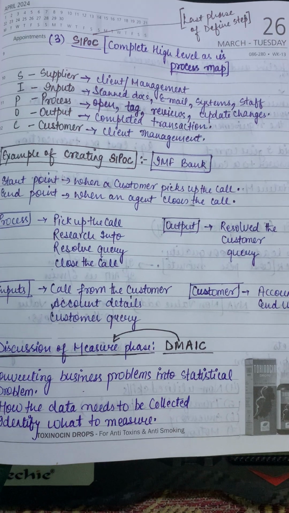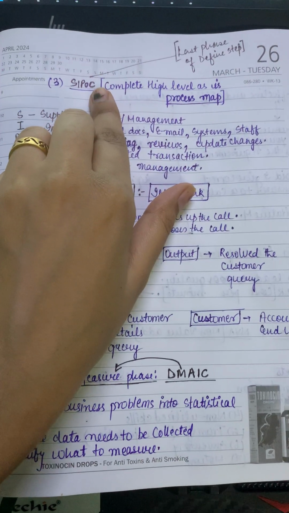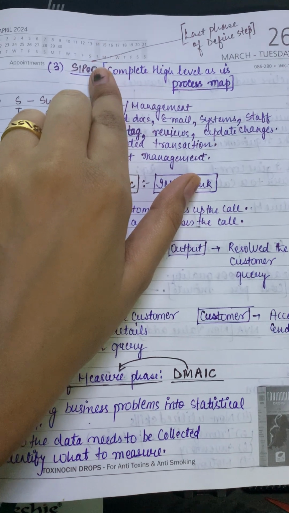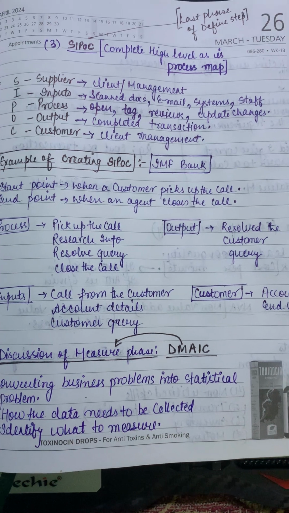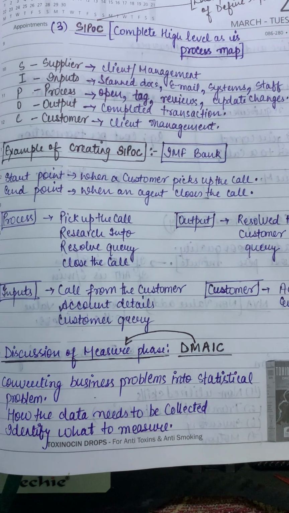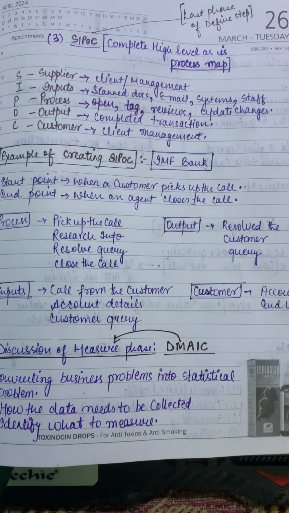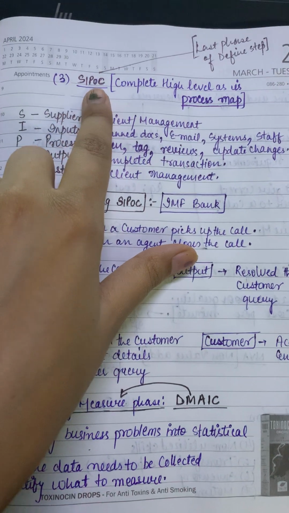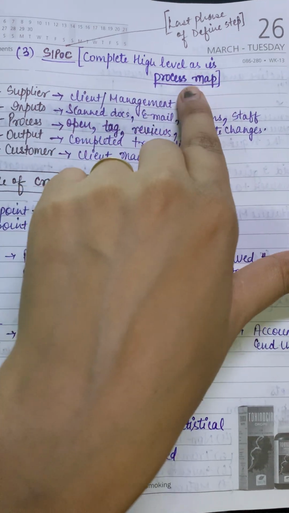Hi everyone, I am going to discuss SIPOC here, which is the last process of the define phase, as we already completed the project charter and we already discussed CAP, that is change acceleration process, and different tools to measure it, right? So the SIPOC basically completes the high-level as-is process map.